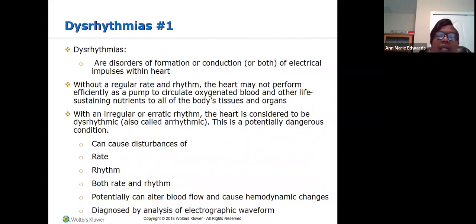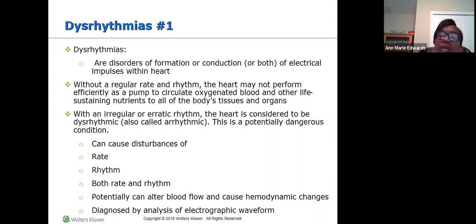Now we're going to move right into our dysrhythmias. Dysrhythmias are disorders of formation, conduction, or both of electrical impulse. So if you have a disorder in the formation of the electrical impulse, or a disorder in the conduction, meaning that it's not conducting as it should, then that's what we call dysrhythmia.